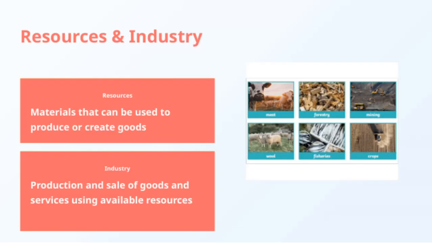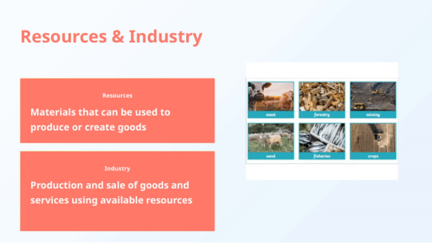Let's take a closer look at how we produce and sell goods and services. Essentially, it's about using the resources we have to create products or provide services that people need or want. This process is at the core of any industry, which we can think of as the organized effort to transform materials into finished goods or services.